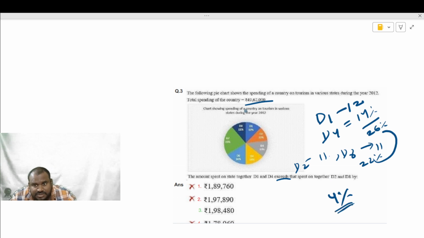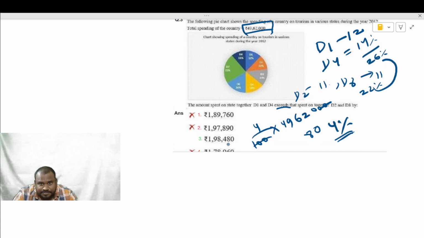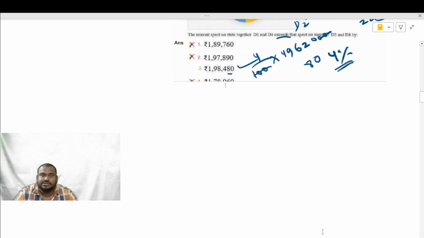4% of what? Total you need to find. So 4 by 100 into 49,62,000 is the answer you're going to get. Don't multiply, just verify the last digits. 400, it should end with 0. 4 times 2 is 8. What is the option ending with 8? Only this one. So it should end with 80. Like that you can get the answer.